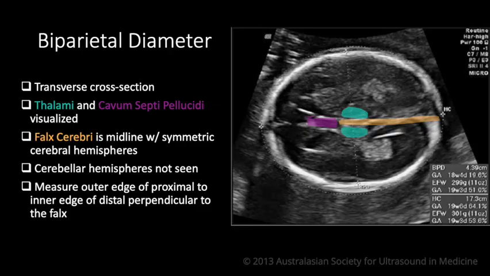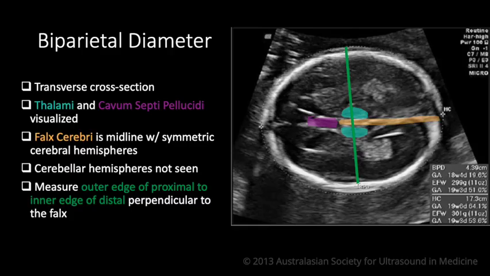Lastly, we take the measurement of the outer edge of the proximal parietal bone to the inner edge of the distal parietal bone, and make sure that our measurement is as perpendicular as possible to the falx cerebri. This helps us to not overestimate or underestimate the age and represents a true measurement as set out by the guidelines for measuring these biparietal diameters.